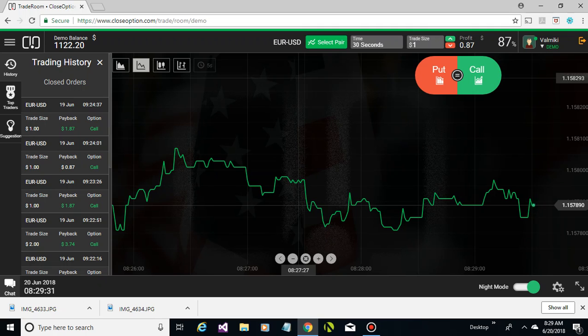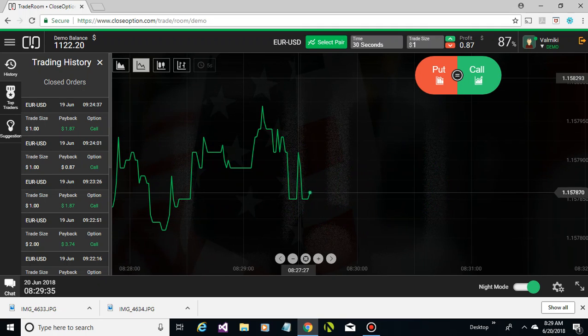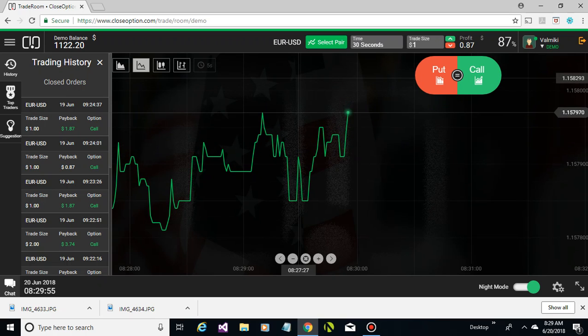And the progression that we're going to be using is going to be 1, 2, 4, 9, 19, 41, 89, 192, 415, and 898. We cannot use the 10th progression because we don't have enough money in our demo account. So these are the magic numbers that you should memorize. And this is only applicable to this broker, which is closeoption.com.